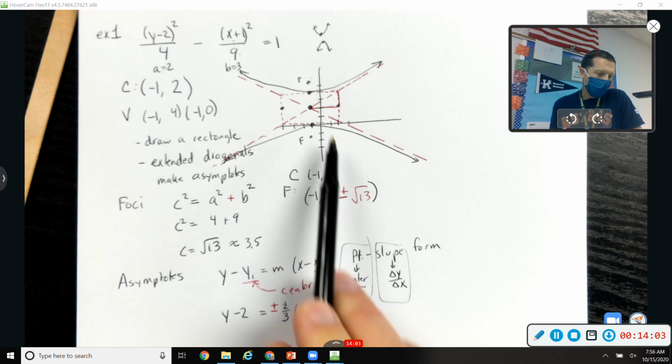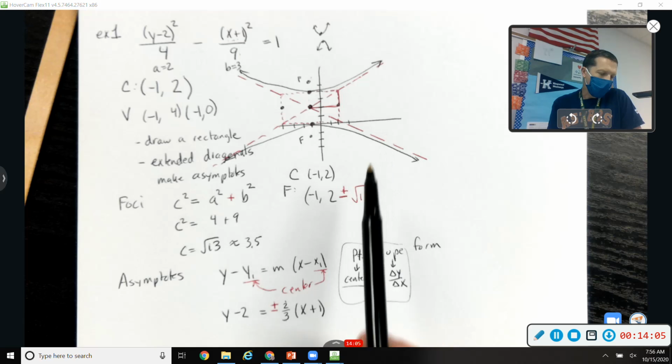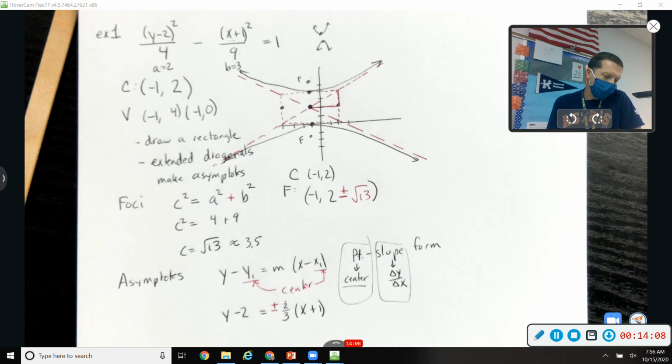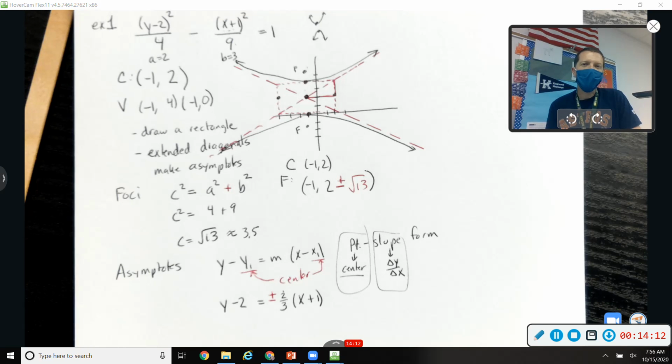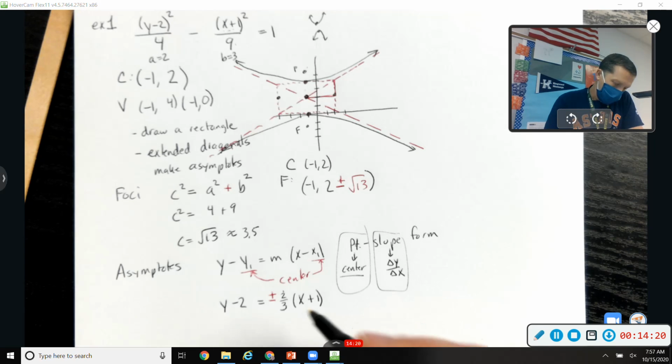So the slope is up 2 over 3. And then one's positive, one's minus. They both go through the center. So finding asymptotes is really not that hard to write the equation of them. After the point slope form, are we converting it back to the standard form or keeping it?